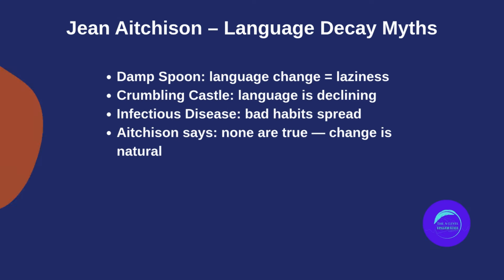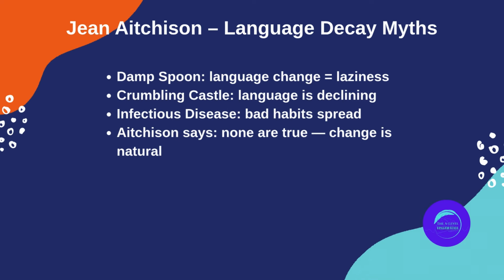Jean Aitchison explored the myths people believe about language change. She identified 3: the damp spoon syndrome, the idea that people are lazy with language; the crumbling castle view, the belief that English was once perfect and is now falling apart; and the infectious disease assumption that bad language spreads like a virus. Aitchison debunks all 3, arguing that change is natural and driven by social needs. This is a great theory to use when responding to articles that panic about slang or so-called bad grammar.